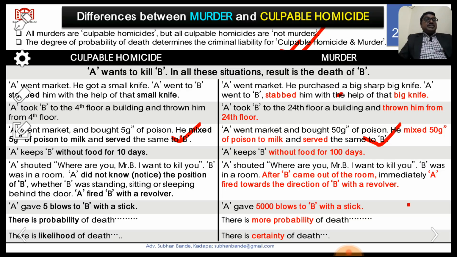50 grams is sufficient in the ordinary course of nature to cause death, but 5 grams may likely cause death. There is a likelihood of death with 5 grams of poison. There is a certainty of death, or 50 grams is sufficient, in the ordinary course of nature to cause the death of Mr. B. It differentiates whether this act is culpable homicide or murder.